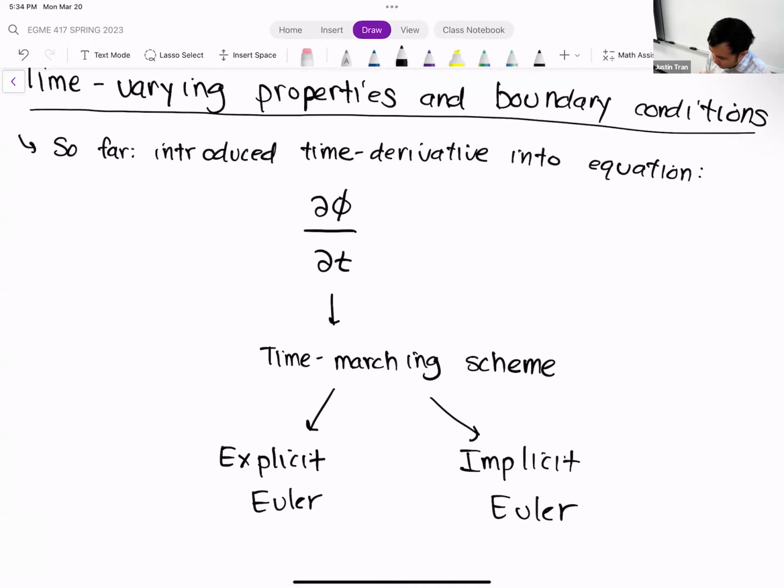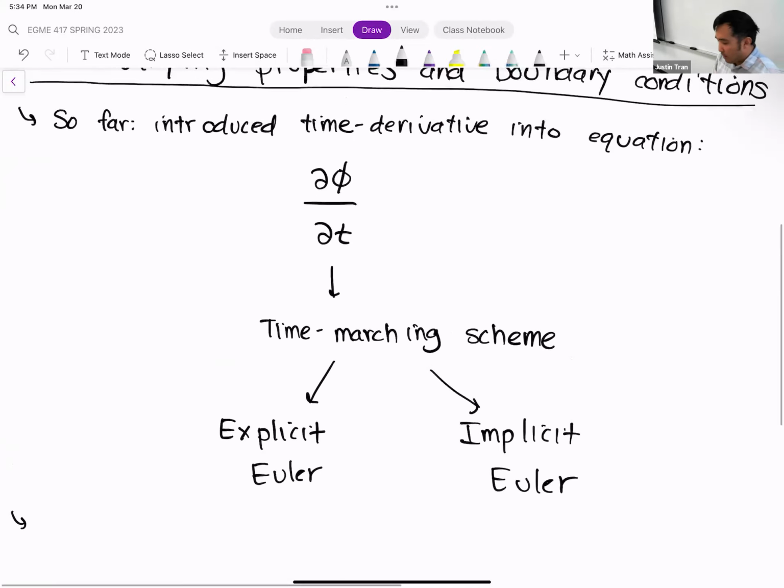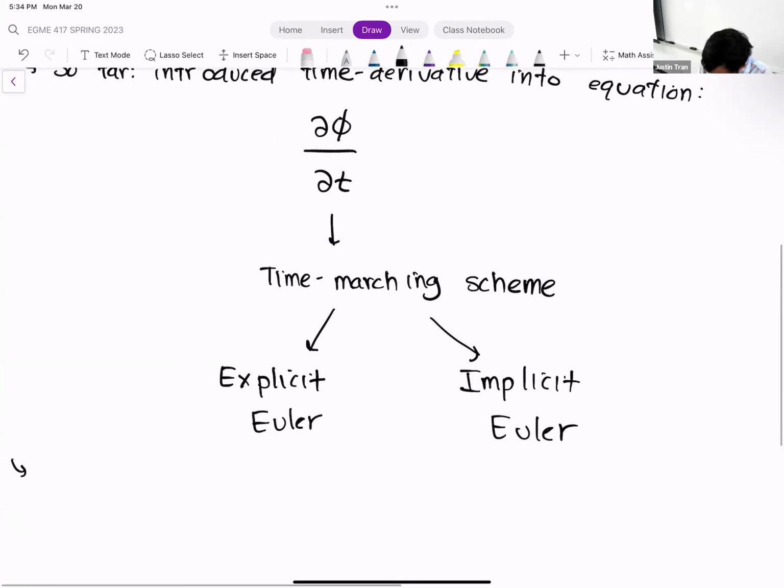Today, we're going to do something a little bit different. If you look back at all the examples that we've done so far, time actually has not appeared as a variable in the equation. Okay?